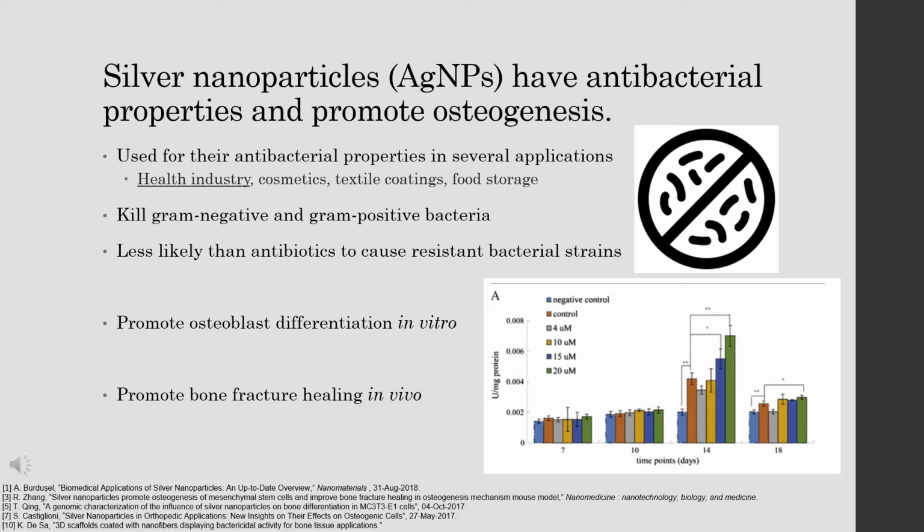This figure shows results from a previous study. They observed the effect of silver nanoparticles on osteogenesis, and focusing on mouse mesenchymal stem cells, they noticed increased alkaline phosphatase enzyme activity, especially at 14 days, which is an indication of osteoblast differentiation.